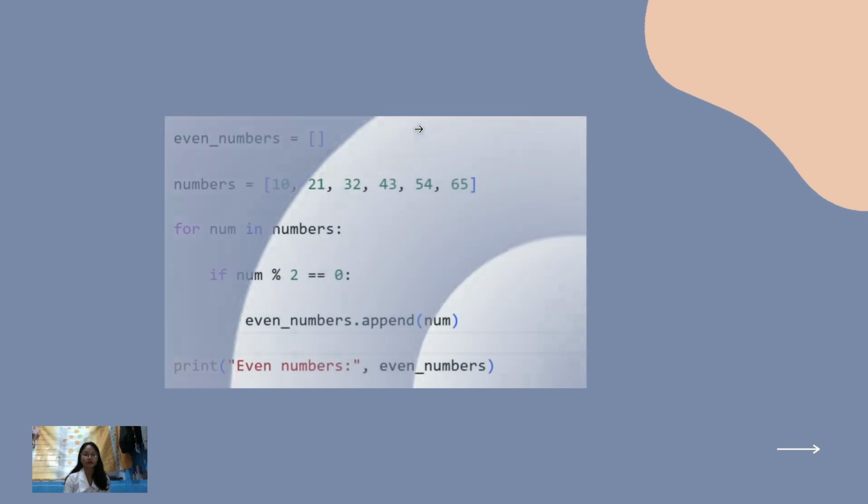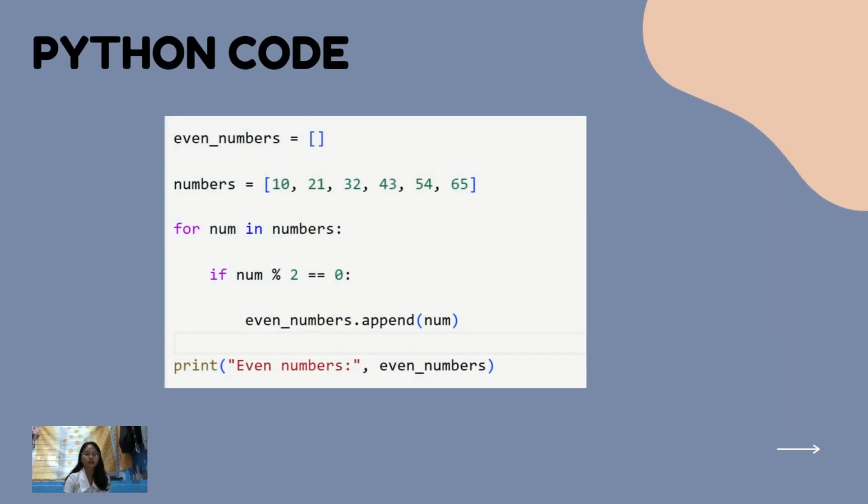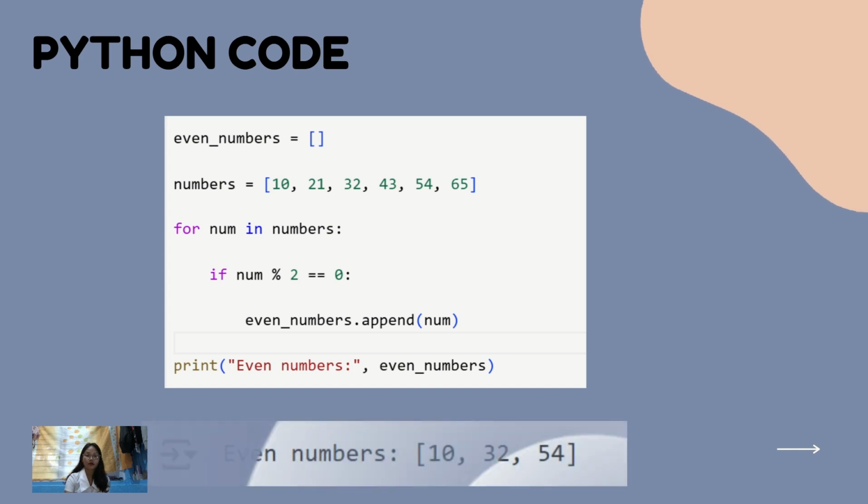So this is the Python code that we can use for finding even numbers. Even numbers equals an empty list. Numbers is the array of numbers. So for num in numbers, if num % 2 equals 0, this checks if it is divisible by 2 without any remainder.